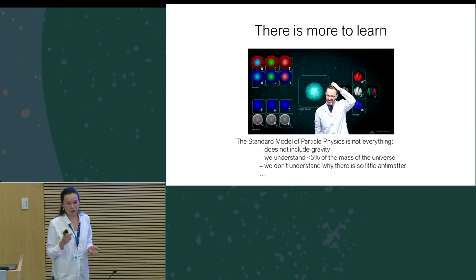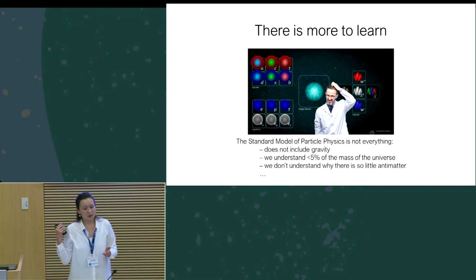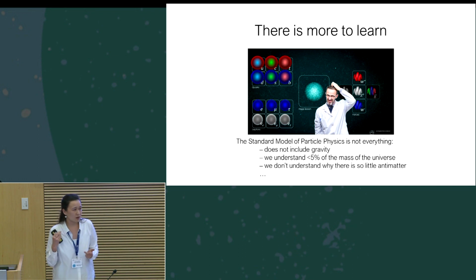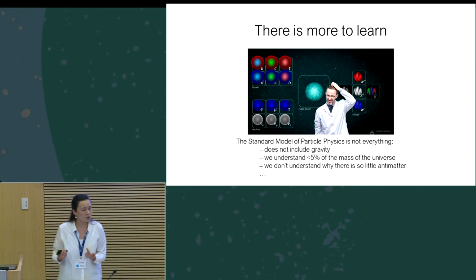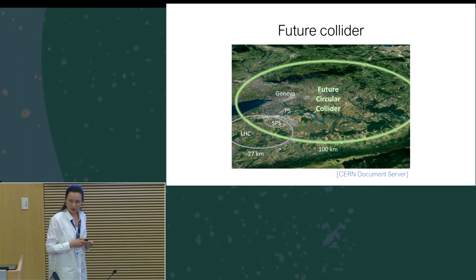We still don't know what gravity is. We don't understand where more than 95% of the mass of the universe comes from. We don't understand why there is so little antimatter in nature. So what we think we can do is build an even larger machine.